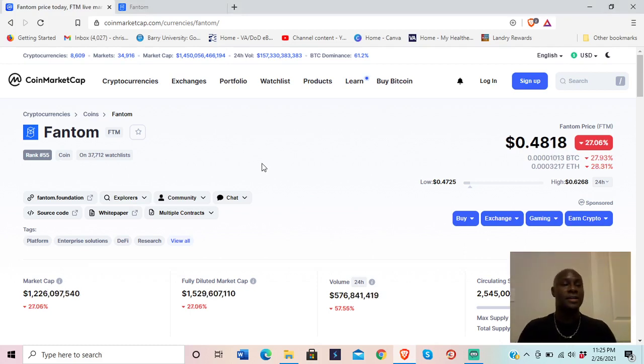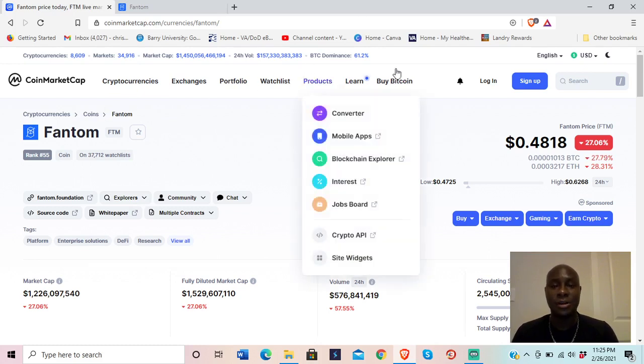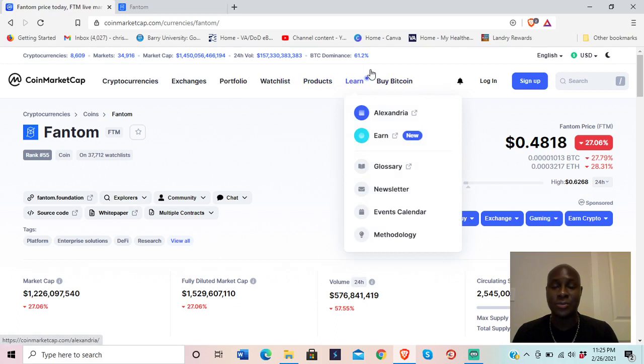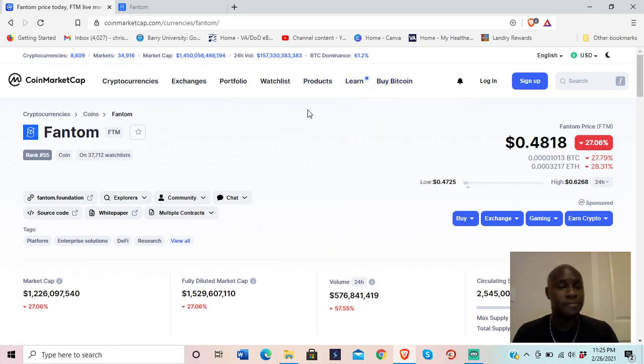We're going to go ahead and take a look at Fantom, or FTM, and see what's going on with that. Right now the market cap is $1.4 trillion, which has gone up a little bit since earlier. Bitcoin dominance is at 61.2%, so it only went up by 0.1% since this morning.